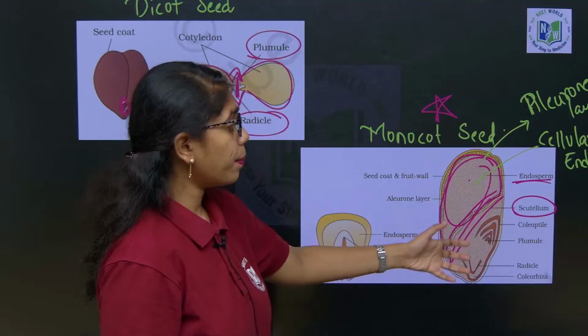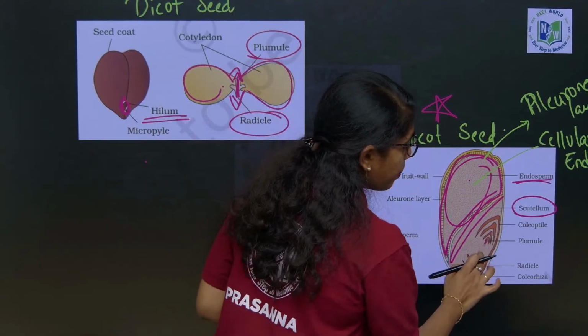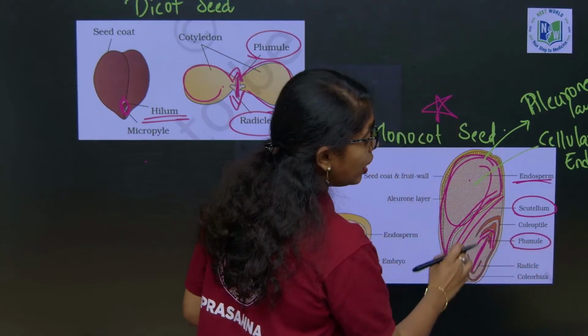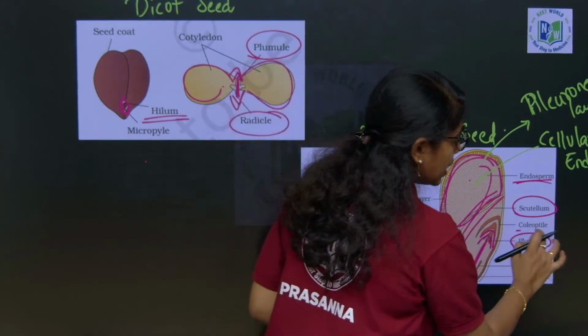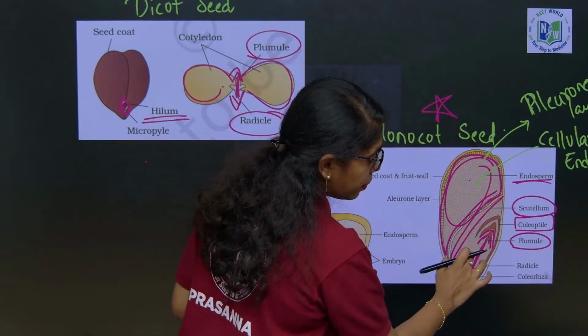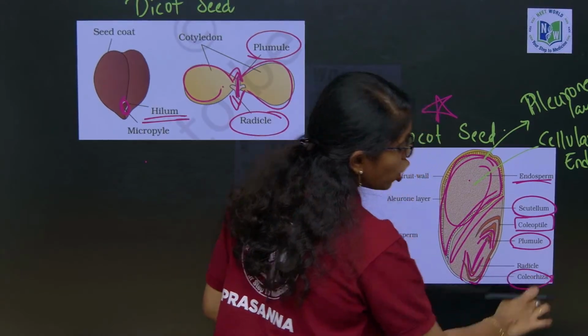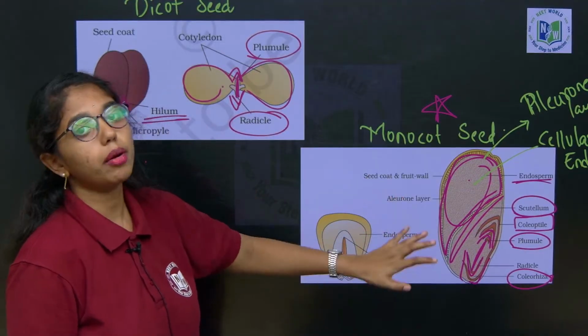The papery cotyledon in the monocotyledonous seed is the scutellum. The embryonal axis towards the apex is called the plumule. The covering sheath above the plumule is the coleoptile, and the lower part is the radicle. The sheath covering the radicle is the coleorhiza. Coleoptile and coleorhiza you see only in the monocot seed.